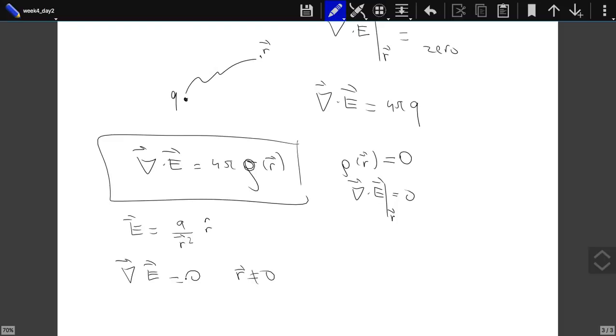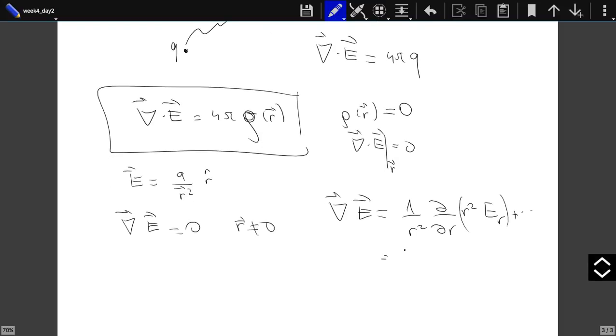But the divergence of r hat over r squared is 0. You see, the divergence of the electric field in spherical coordinates would be 1 over r squared del over del r of r squared E_r, plus the other theta and phi components if they exist, which they don't. So this is equal to 1 over r squared del over del r of r squared times q over r squared. This is 0. Okay, I got homework for you: use Cartesian coordinates to show that it is 0.